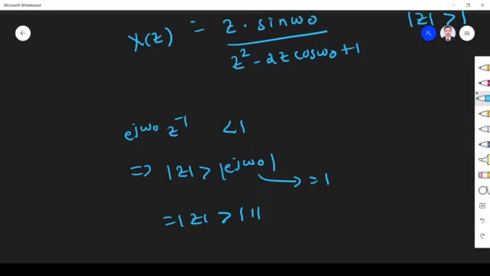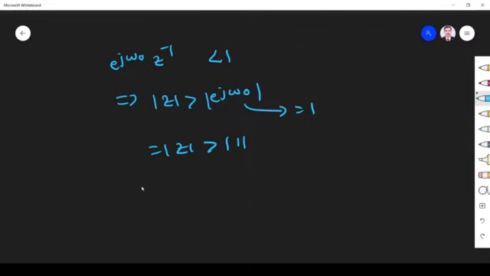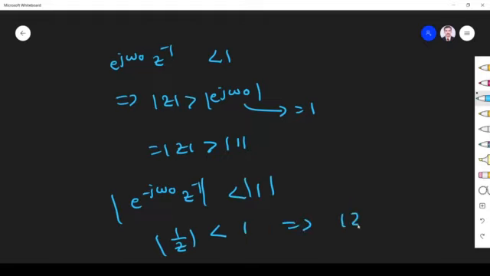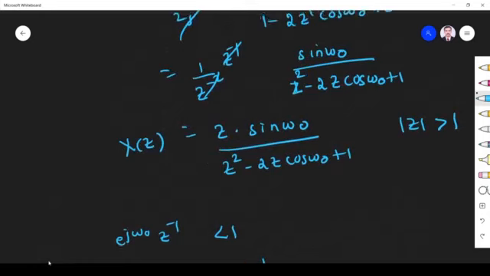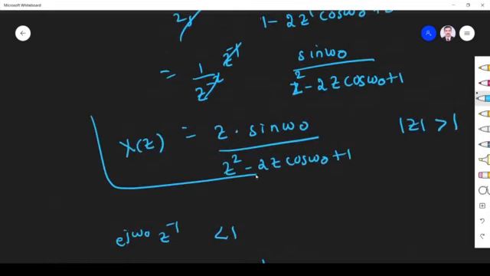Right? So this is one thing, and another thing is you see, e^(-jω₀) z^(-1) for the second part must be less than 1. So take modulus on both sides. What will happen? |e^(jω₀)| is 1, z^(-1) is 1 by z, and it is less than 1. This implies mod z must be greater than 1. So ROC is mod z must be greater than 1.